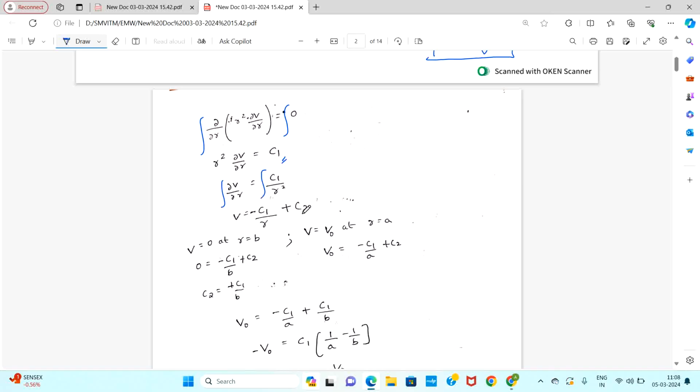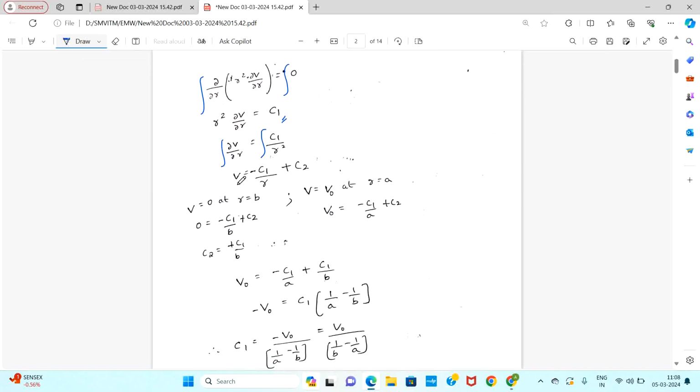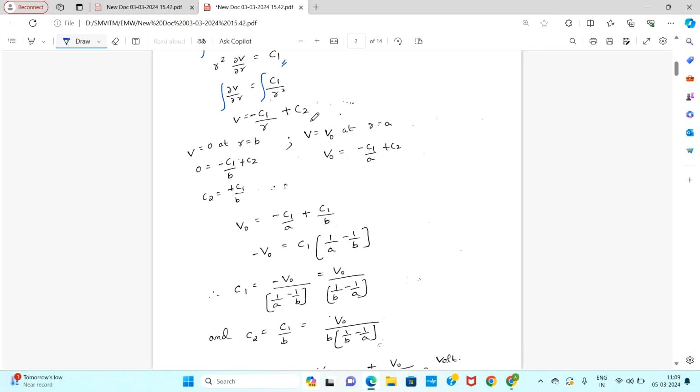Again, I have to integrate on both the sides to get the final potential. So integration of 1 by R square will be minus 1 by R plus, since I've done integration again, I'm adding one more integration constant here. So once I get this expression, I have to use the given boundary condition to find the values of C1 and C2. The first boundary condition is V equal to 0 at R equal to B.